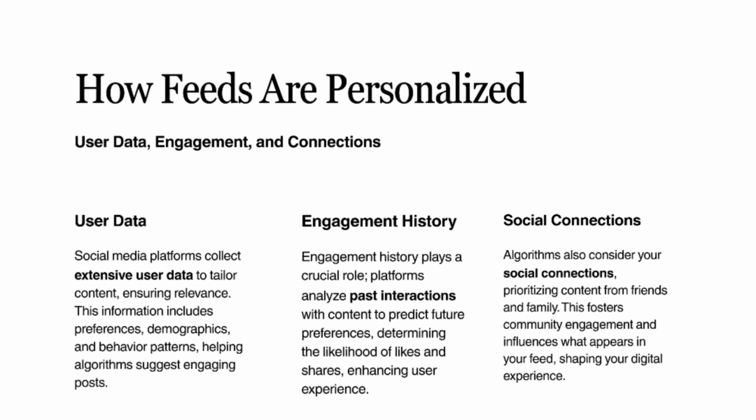How feeds are personalized. So how exactly does personalization happen? First, platforms collect user data, including your interests, demographics, and browsing habits. Second, they analyze your engagement history, what you like, comment on, share, or watch. Third, they consider your social connections, showing more posts from friends, family, or accounts you frequently interact with. All of this data works together to create your personalized feed.